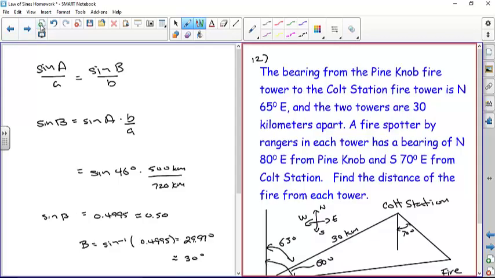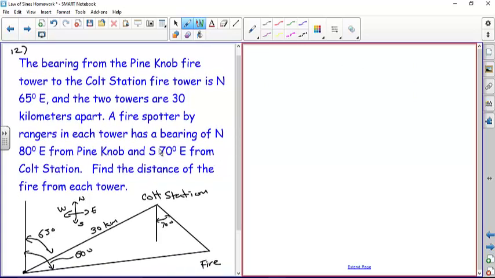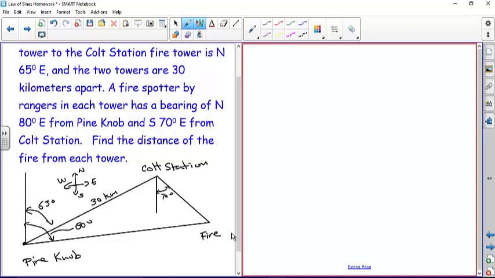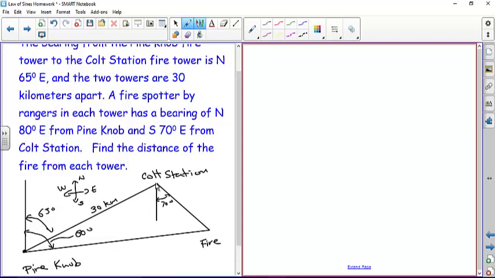And the last one is this fire tower triangulation. So it says the bearings from the Pine Knob Fire Tower, so this is the tower over here, to the tower of the Coal Station. So that's here. Is north, 65 degrees east. So what it's saying is that the angle between north and this line, this 30-kilometer line, is 65 degrees. The two towers are 30 kilometers apart, so that's fixed, and the angle's fixed.